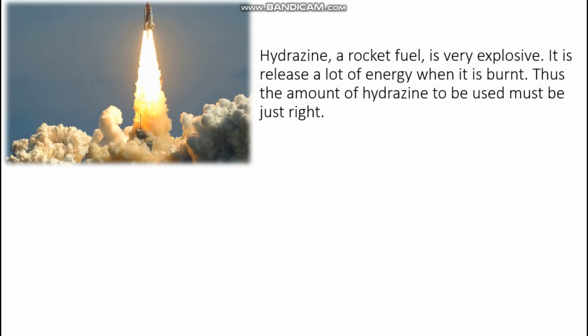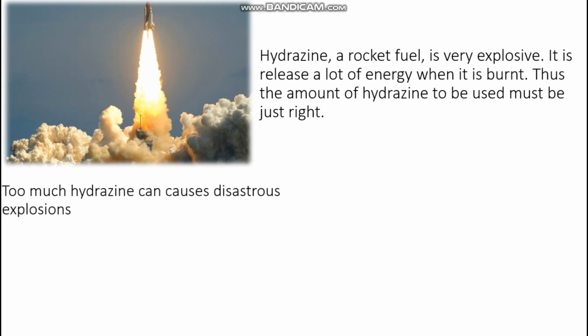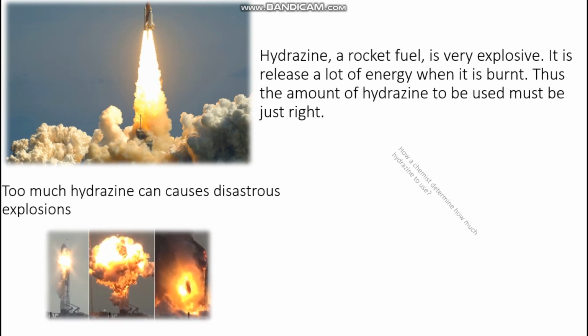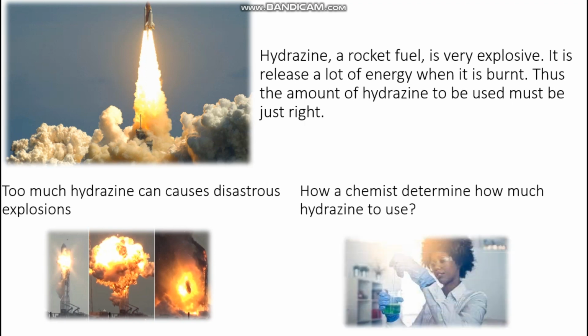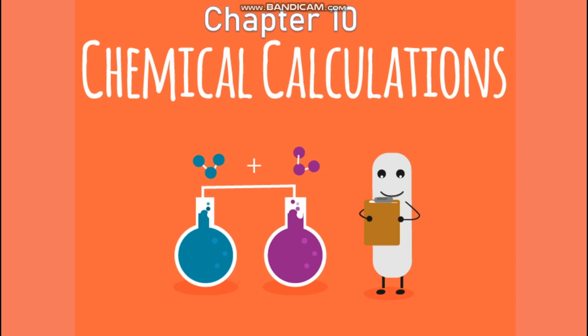Hydrogen's rocket fuel is very explosive. It releases a lot of energy when it's burned. Thus, the amount of hydrogen to be used must be just right. Too much hydrogen can cause disastrous explosions. So, how does a chemist determine how much hydrogen to use? To answer these questions, let's learn Chapter 10, Chemical Calculations.